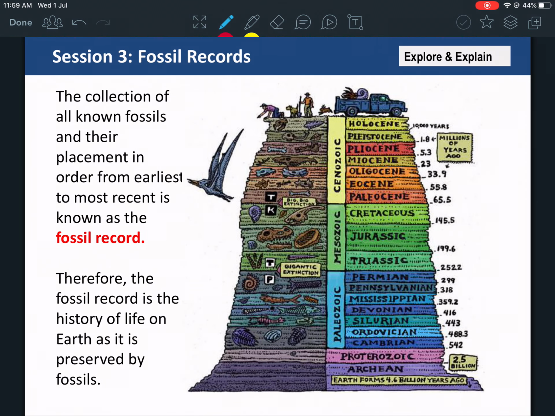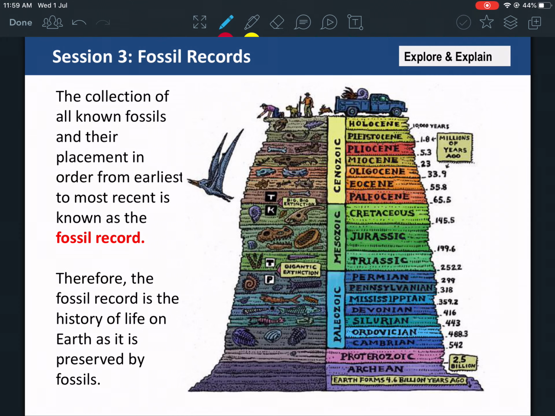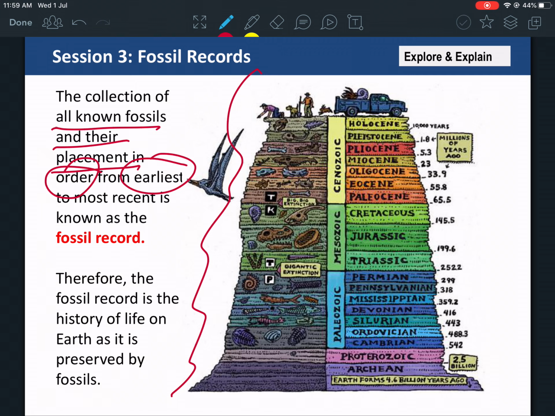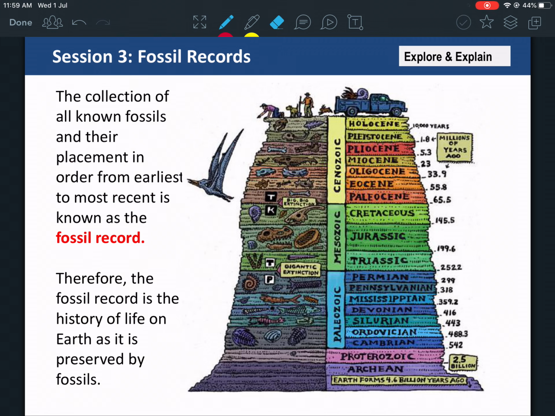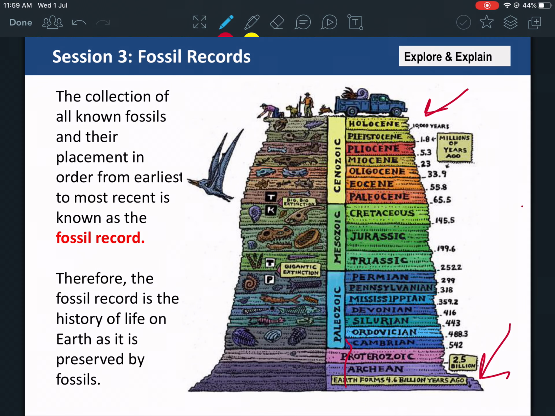Because to study the history of the Earth, you have to have something called the fossil record. We can start here, because this explains why we need the other stuff. So the fossil record is basically a collection of all fossils and their placement in order, from the earliest to the most recent. That means from the oldest fossil here, 2.5 billion years ago, to the youngest fossils over here. And this is called the fossil record. You're just placing them in a record, okay?